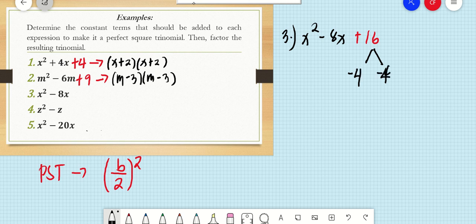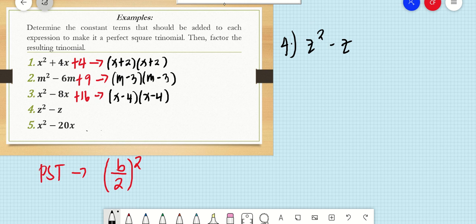Again, negative 4 times negative 4 is positive 16, and negative 4 plus negative 4 is negative 8. So we have x minus 4 times the quantity of x minus 4. So this is the factor that we need: x minus 4 times the quantity of x minus 4. Next example, z squared minus z. Same concept, again using this formula.